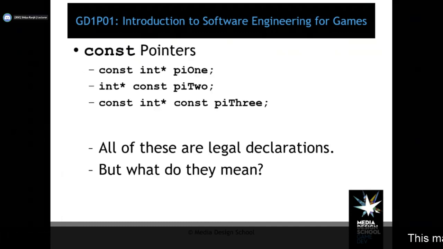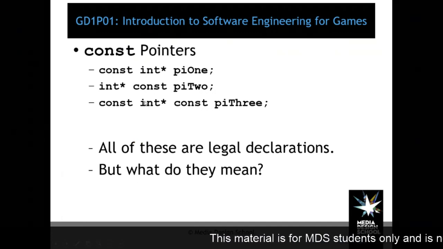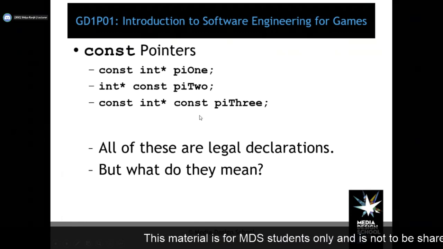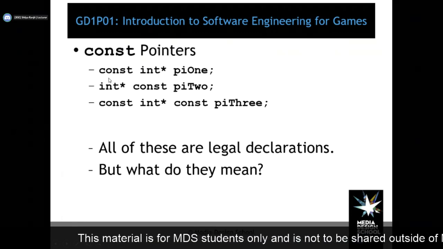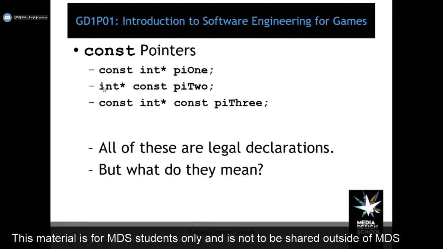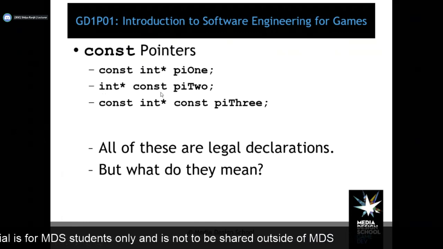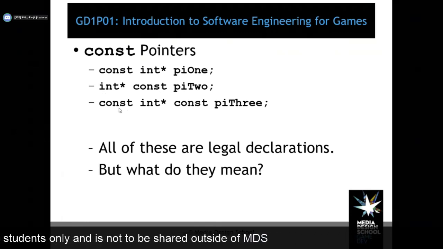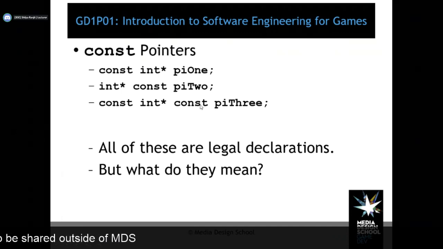Similar to that, we also have something called constant pointers. But as you can see, we have different types of const declarations here. In the first case, you have const int asterisk pi1. The second one is int asterisk const pi2. Then the third one has const everywhere: const int asterisk const pi3. So what does each of these declarations mean?